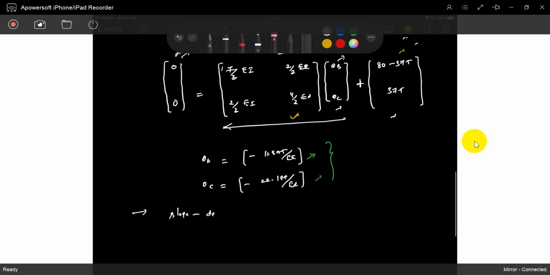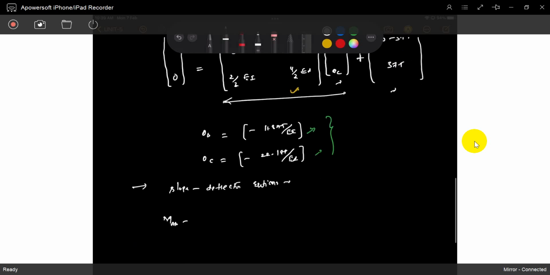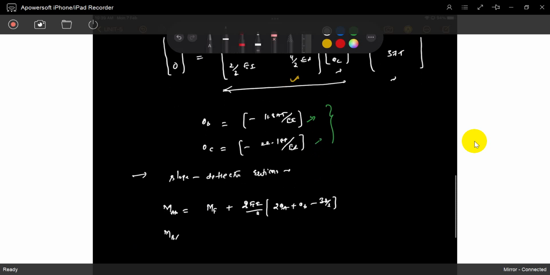So what is the slope deflection equation? MAB is what? Fixed end moment plus 2EI by L into (2 theta A plus theta B minus 3 delta by L). That's it. So MBA is what? Fixed end moment plus 2EI by L into (2 theta B plus theta A minus 3 delta by L). Those are the slope deflection equations.